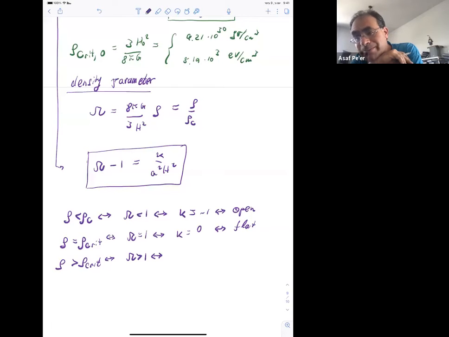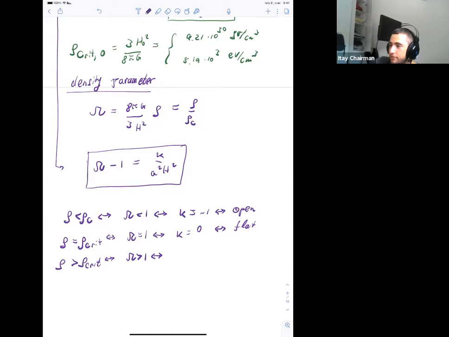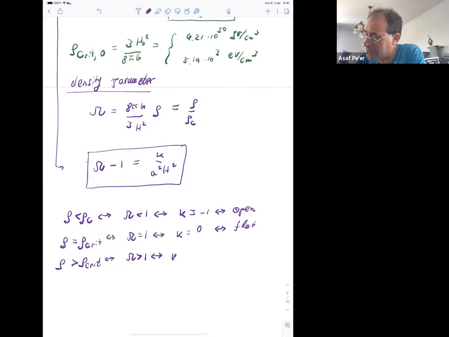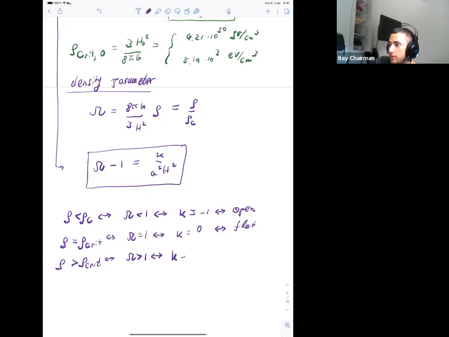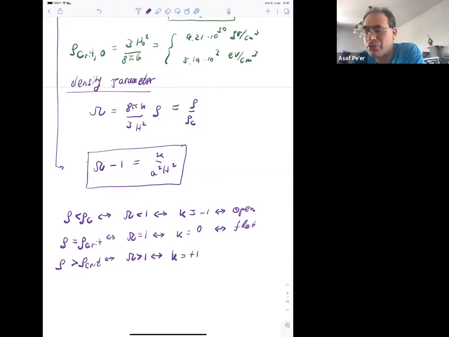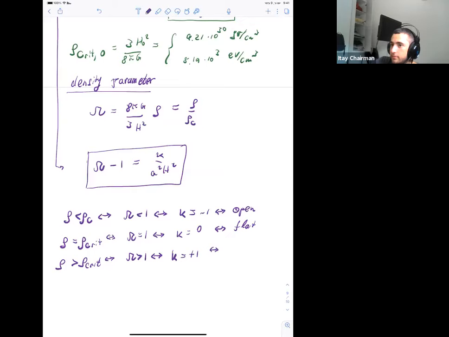What does it mean about K? If omega is greater than 1, I don't care by how much it's greater than 1, right? Positive. So K is positive, but if it's positive, then what value does it have? 1, right? You have only 1, because I don't care if K is 27, I can always normalize the coordinates. What does it mean about the universe? Closed. It's a closed universe.